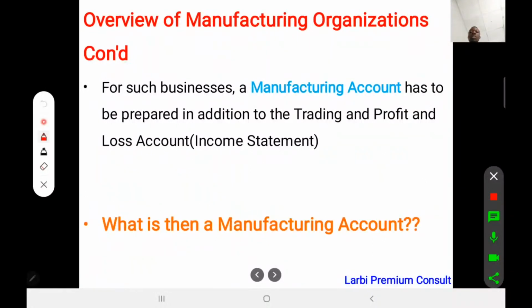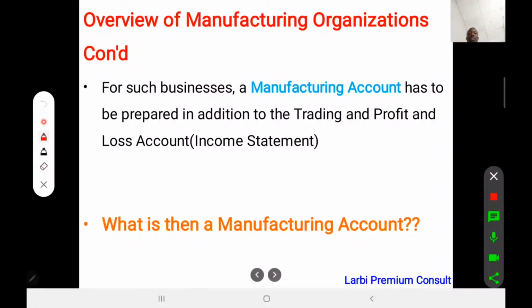So for such a business, we are saying that a manufacturing account has to be prepared in addition to the trading and profit and loss account. I think when I started the introduction, I said all this, so let's take notes. Then what is a manufacturing account?